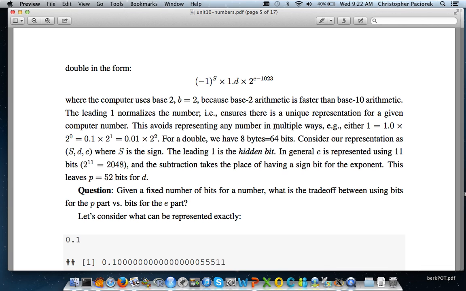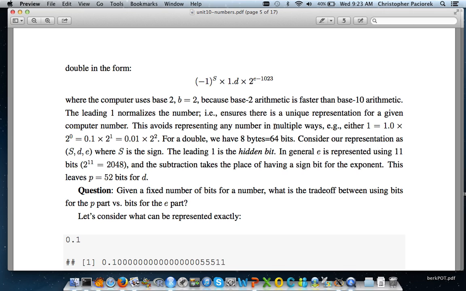So it's basically, we're going to represent positive or negative numbers by taking -1 and either raising it to the 0 or raising it to the 1. So we're going to use 1 bit to represent whether a number is positive or negative. And then we're going to have to represent a number, as we've already seen, as a number times the base, in this case 2, raised to an exponent.